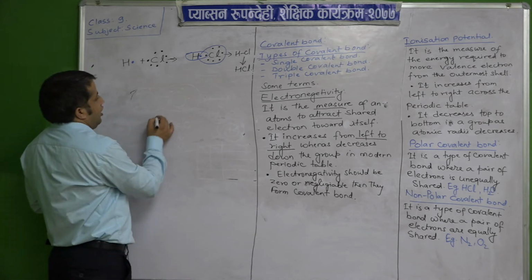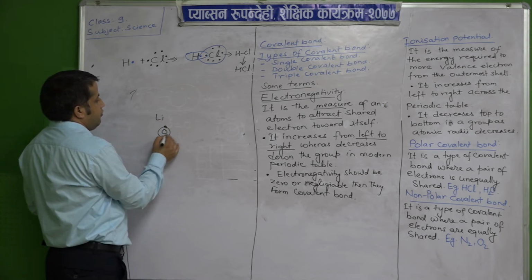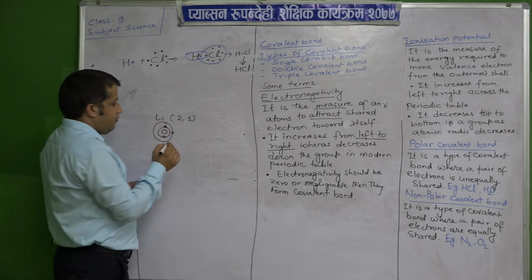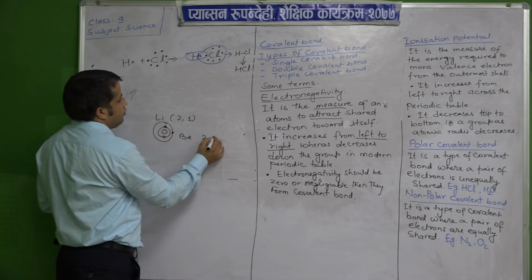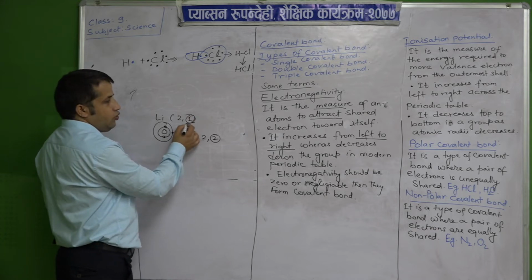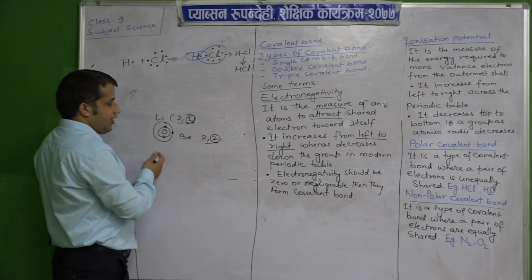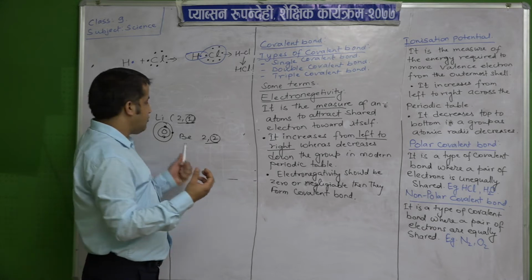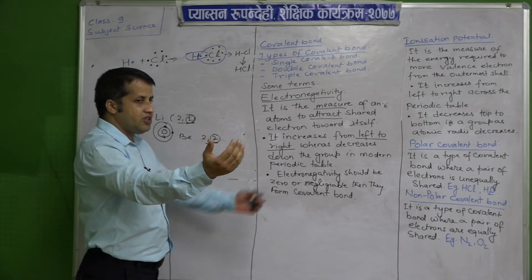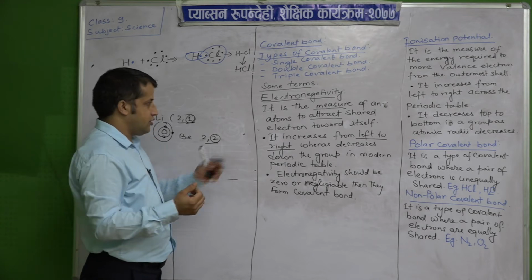Like lithium, with electronic configuration 2 1, and beryllium 2 2. In lithium, the positive charge at the nucleus is 3, and in the case of beryllium it is 4. Due to which it attracts more electrons towards itself, so it has more electronegativity. So when we move from left to right, electronegativity increases, that means the tendency to attract electrons towards itself increases. That is it about this.